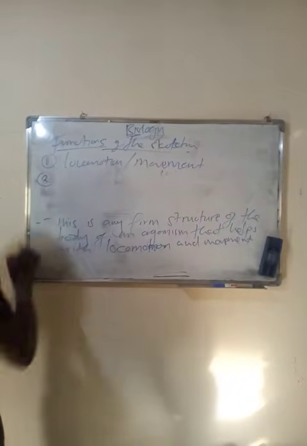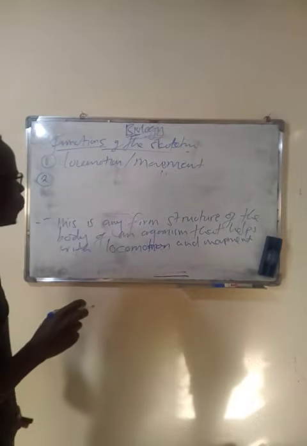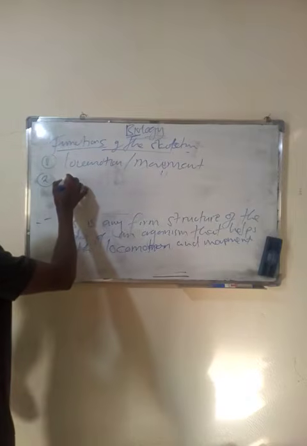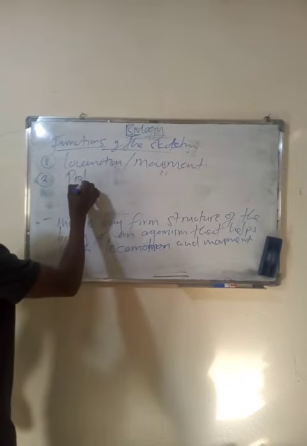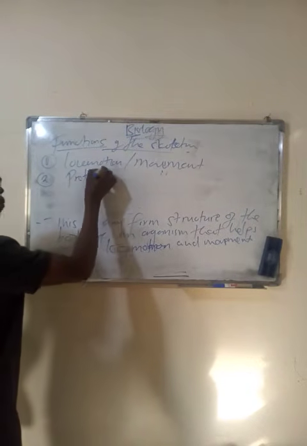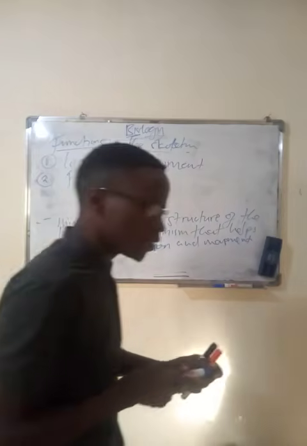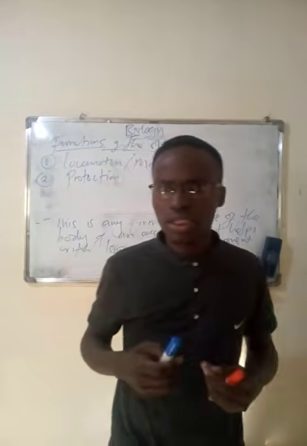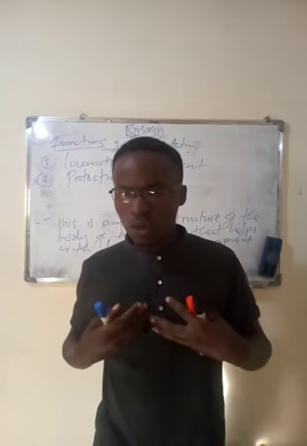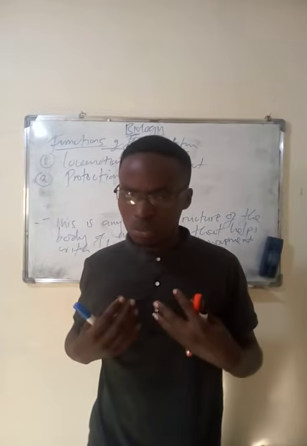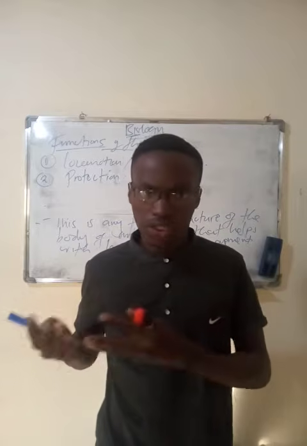Then number two, the skeleton also helps with protection, right? For example, when you look at vital organs like the heart, the lungs, and so on, they are found within the rib cage, isn't it? And the rib cage is part of the skeleton.